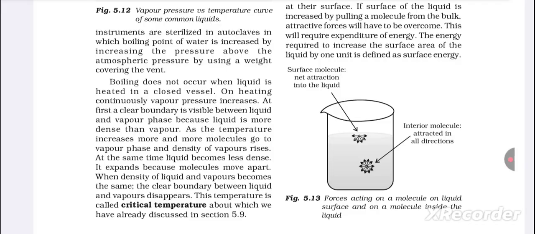At first, a clear boundary is visible between liquid and vapor phase because liquid is more dense than vapor. As the temperature increases, more and more molecules go to vapor phase and density of vapor rises. At the same time, liquid becomes less dense. It expands because molecules move apart. When density of liquid and vapor become the same, the clear boundary between liquid and vapor disappears. This temperature is called critical temperature.